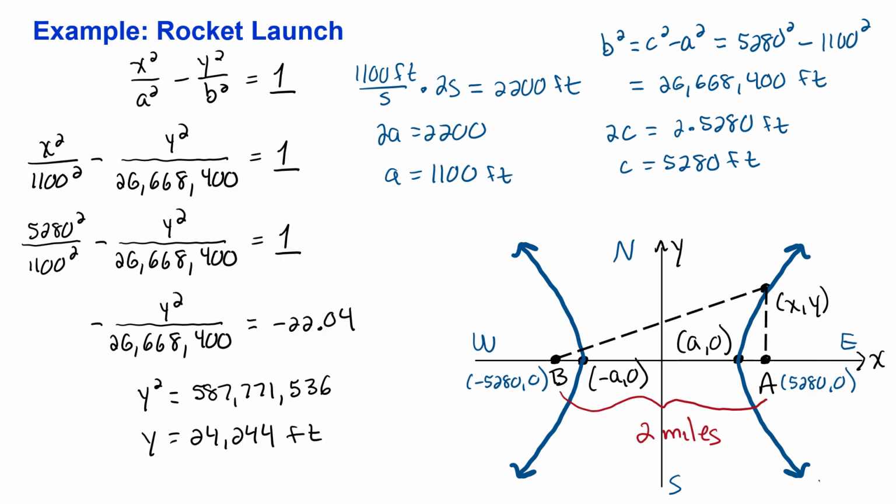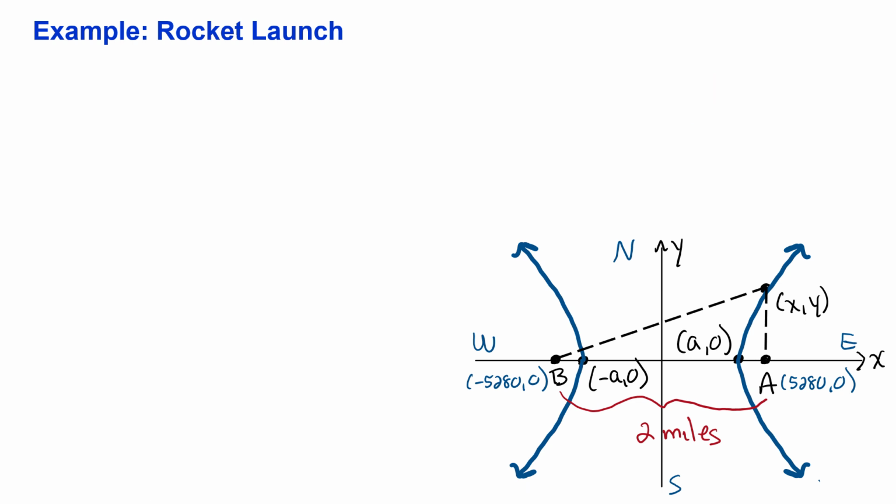So the rocket was launched 24,244 feet north of the person standing at point A. Even though we weren't asked to determine the distance in miles, we would divide our answer by 5,280 feet, and we would get that y is approximately 4.59 miles due north of the person at point A. Well, let's take a moment and check our work.